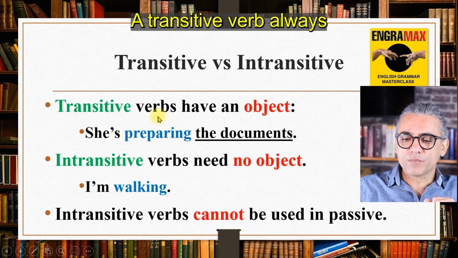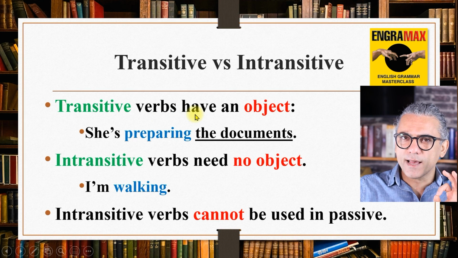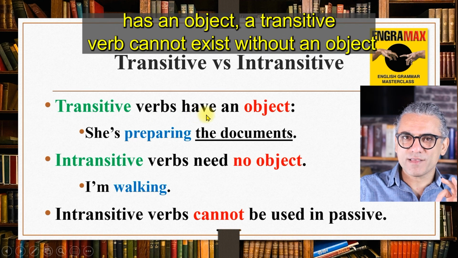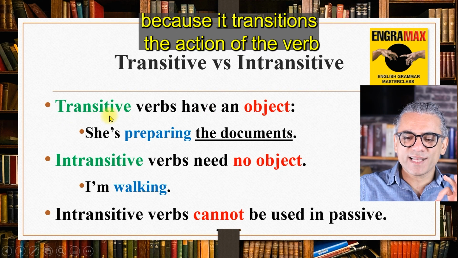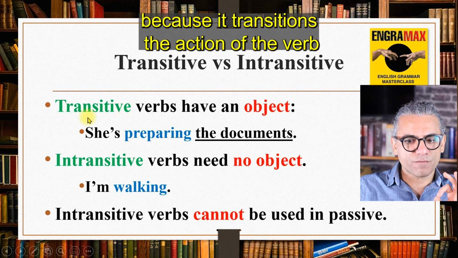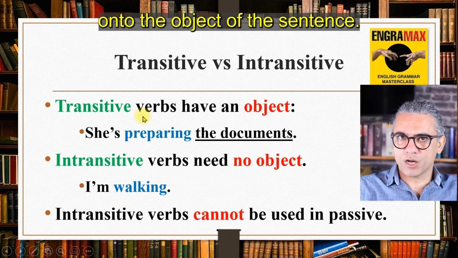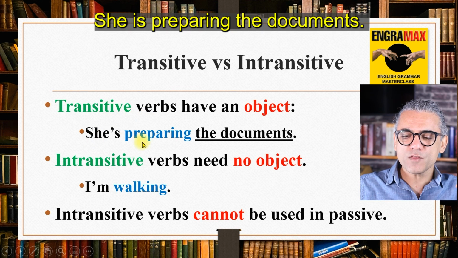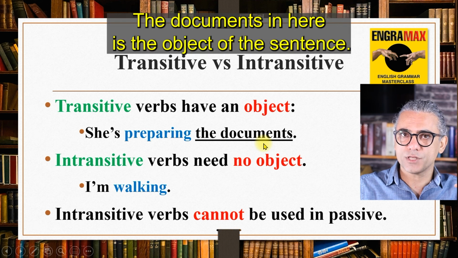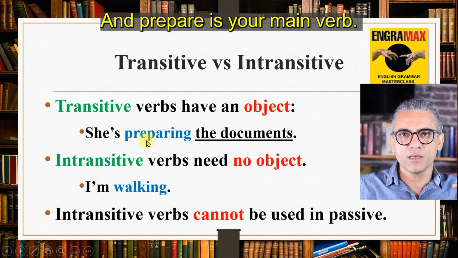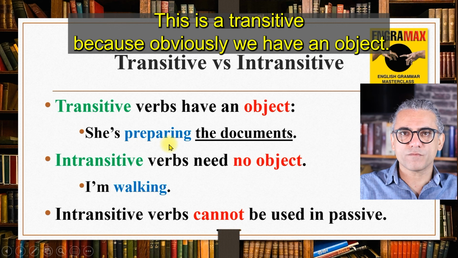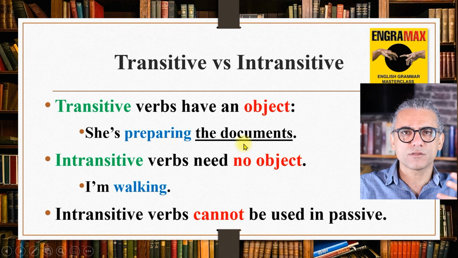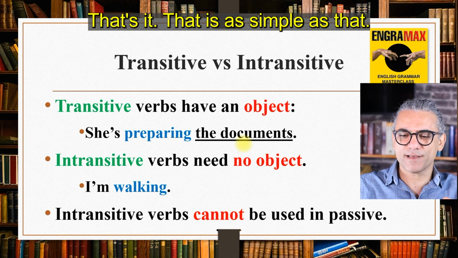A transitive verb always has an object. A transitive verb cannot exist without an object because it transitions the action of the verb onto the object of the sentence. That is actually the philosophy behind the name transitive or intransitive. She is preparing the documents. The documents in here is the object of your sentence, and prepare is your main verb. This is a transitive verb because obviously we have an object. That's it. That is as simple as that.